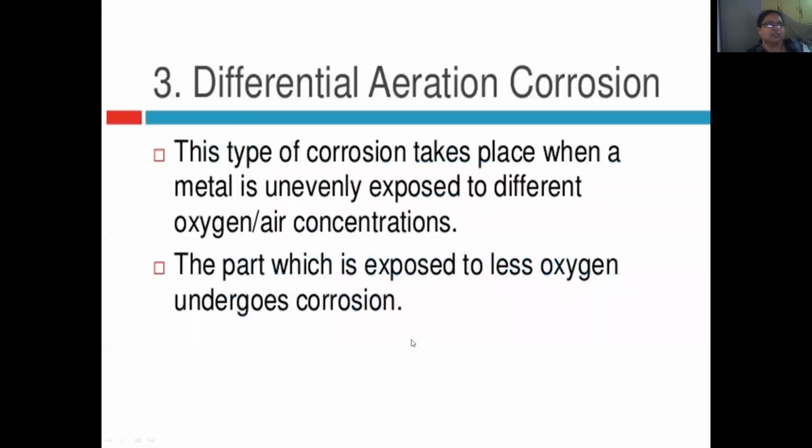Next, differential aeration corrosion, also called concentration cell corrosion or waterline corrosion. As the name indicates, this type of corrosion takes place when a metal is unevenly exposed to different air concentrations or oxygen concentrations. So the concentration of oxygen will be different in this. The part which is exposed to less oxygen undergoes corrosion.